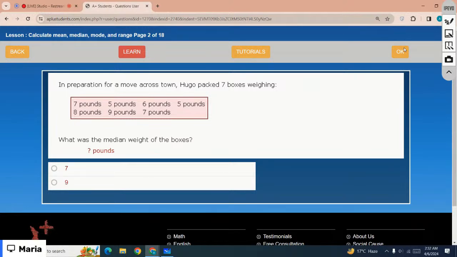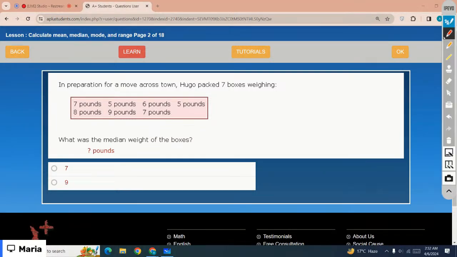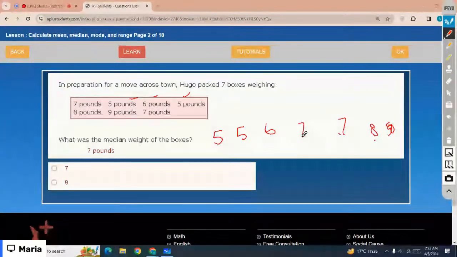Weight. Whenever we have to calculate the median, the first thing we have to do is arrange the numbers from least to greatest. Least is 5, 5, 6, 7, 7, 8, and 9. We have 7 numbers.